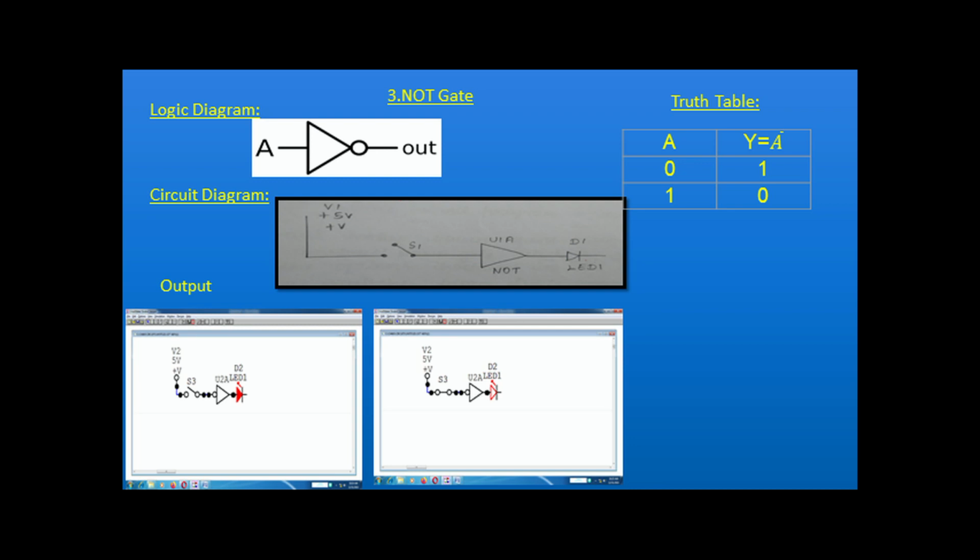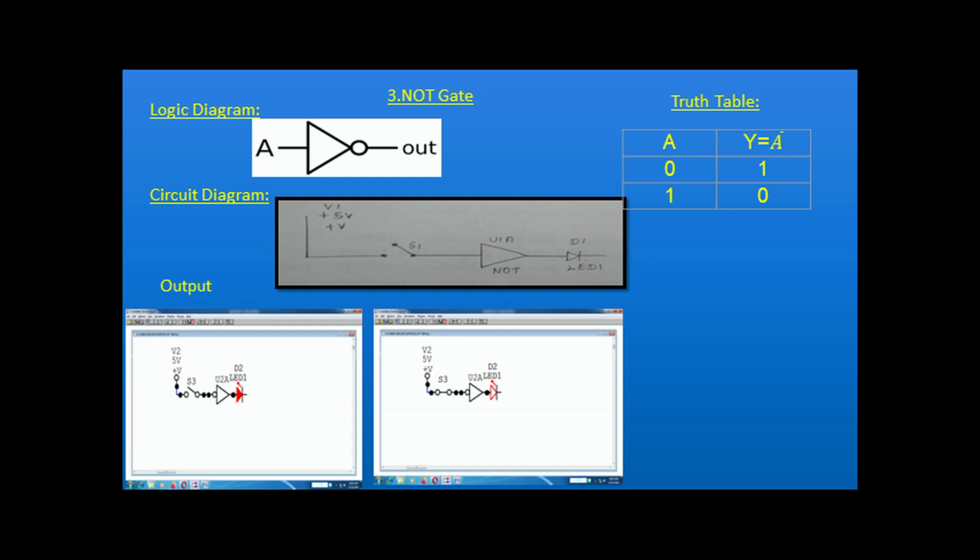Okay, this is called the NOT gate. There is only one input for the NOT gate. If the input is A, the answer is A bar. If the input is B, the answer is B bar. If I am giving the low value, the gate is giving the high value. If I am giving the high value, the gate is giving the low value. It's an inverter. The NOT gate is called an inverter.